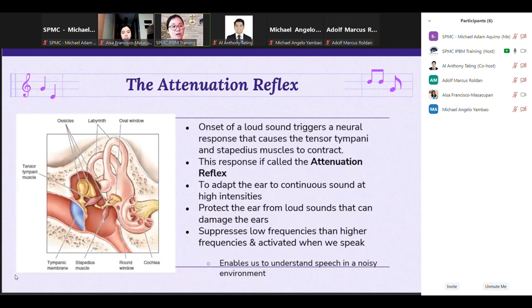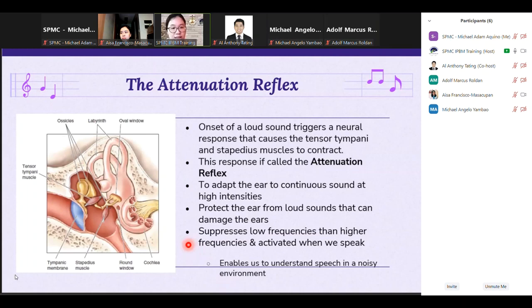So what is the attenuation reflex? If you remember, I mentioned earlier that there are also two muscles attached to the ossicles, and they have a significant function. The muscles are first the tensor tympani muscle, which is anchored to bone in the cavity of the middle ear at one end and attaches to the malleus at the other end. And the other muscle is the stapedius muscle, which also extends from a fixed anchor of the bone and attaches to the stapes. So anong purpose nito?